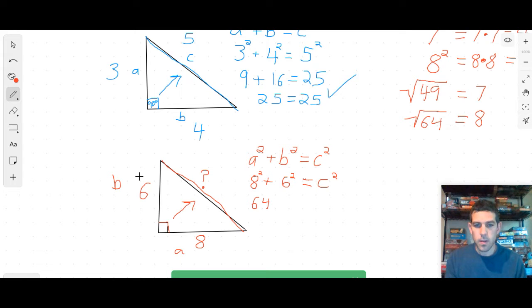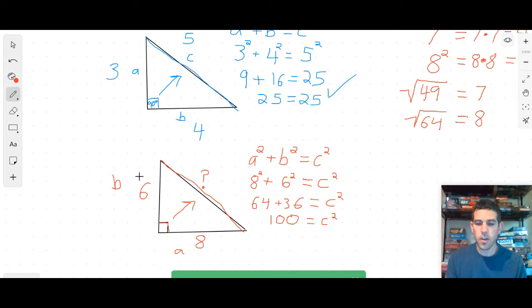6 squared, hopefully you know, is 6 times 6, or 36. And then, lastly, we have C squared. We do not know that yet. We can go ahead and combine 64 and 36, though. Those add to make 100. And now we're left with something that says 100 equals C squared.